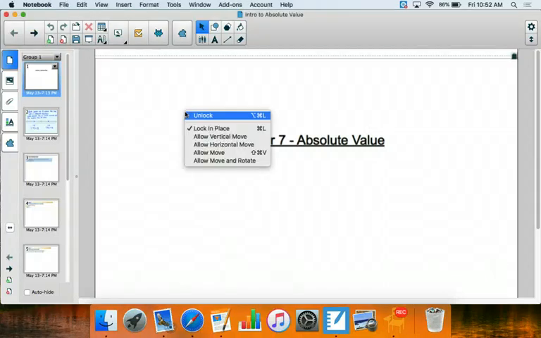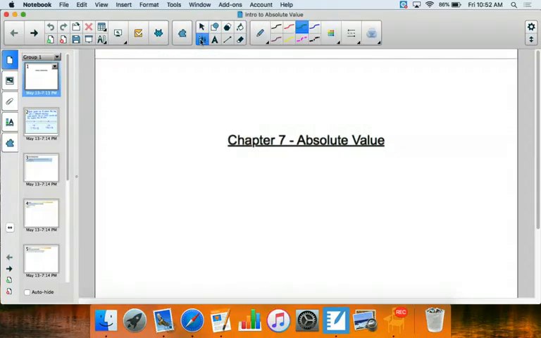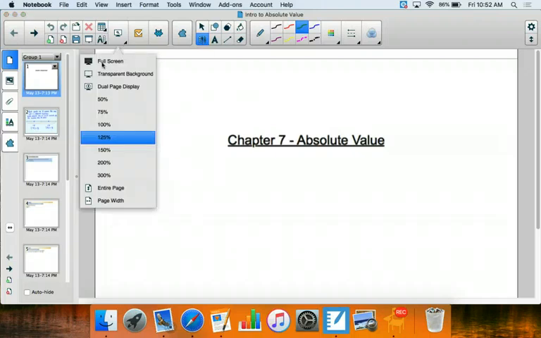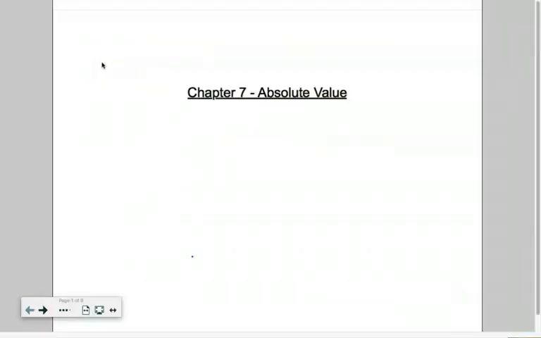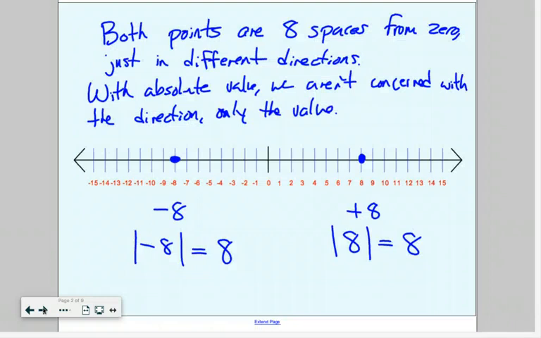In this lesson, we are going to be looking at the concept of absolute value. So this is going to serve as a relatively introductory lesson. You'll get an overview of what absolute value is and how we deal with problems involving absolute value.